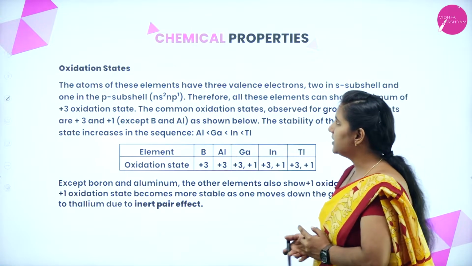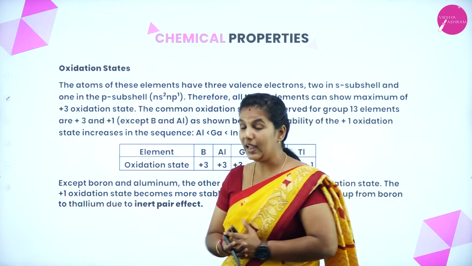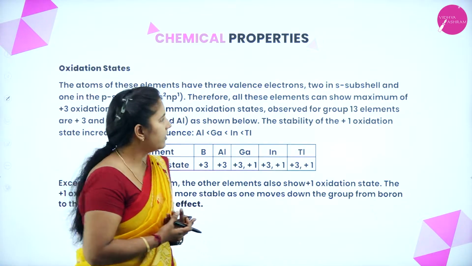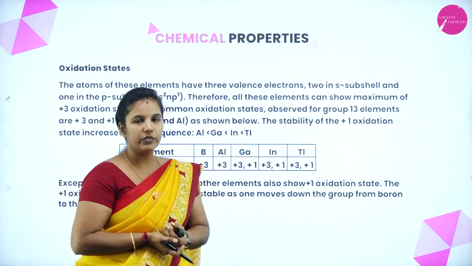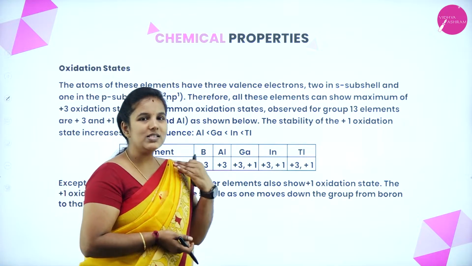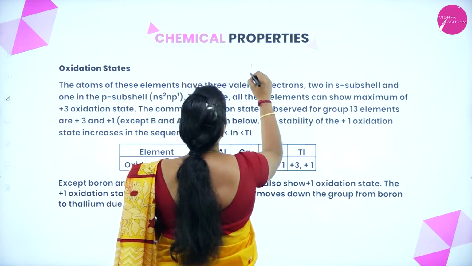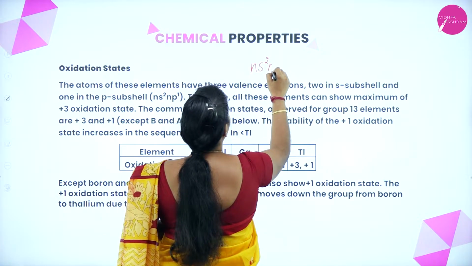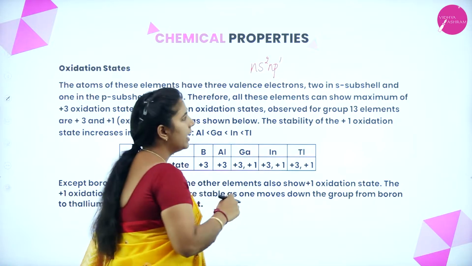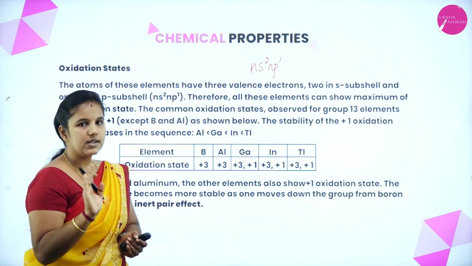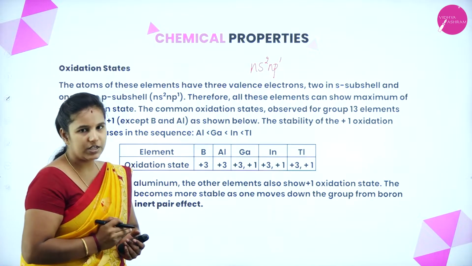So first we will see the chemical property. In that, we are going to understand the oxidation state. We have already understood that all group 13 elements show the outermost electronic configuration of ns2np1, which indicates that in its outermost shell it consists of 3 electrons. Hence it shows the +3 oxidation state.